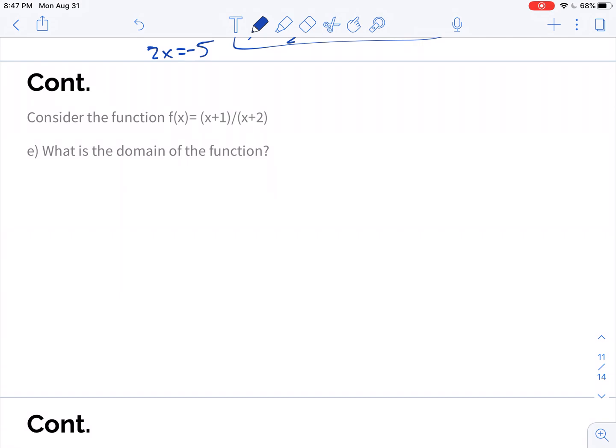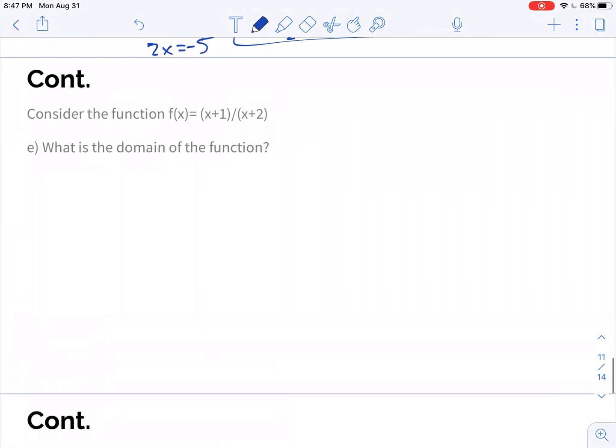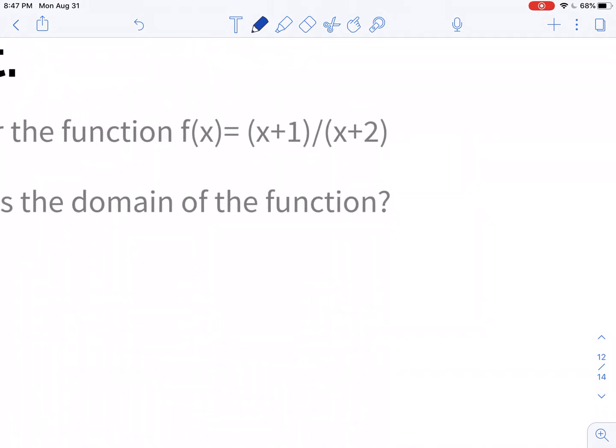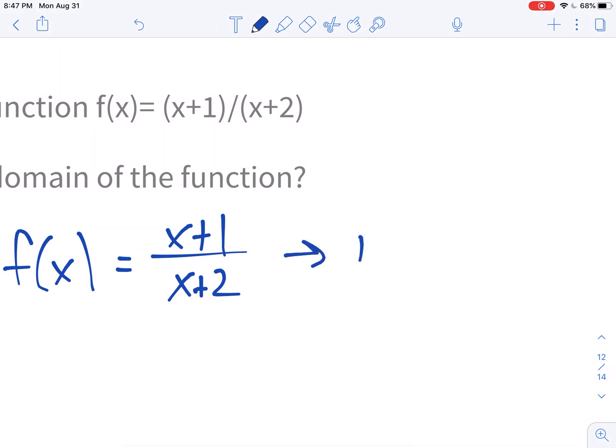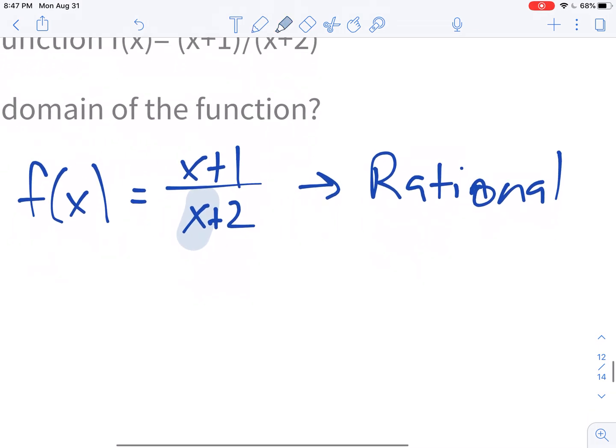Finally, we've got this function f of x. Well, not finally. We've got this function f of x. What is the domain of the function? I look here. I see that this is a rational function. This is f of x is equal to x plus 1 over x plus 2. As we learned in the 2.1 part 2 notes for the domain of a rational function, and we know that it's rational because I've got this variable x in my denominator.